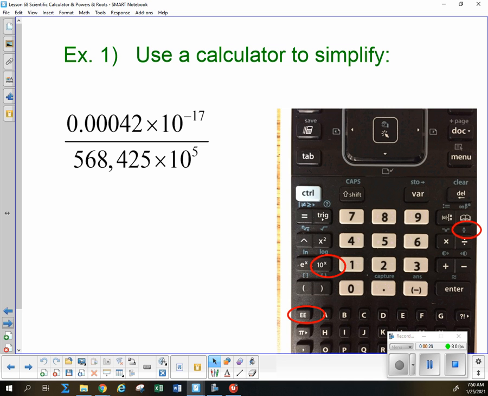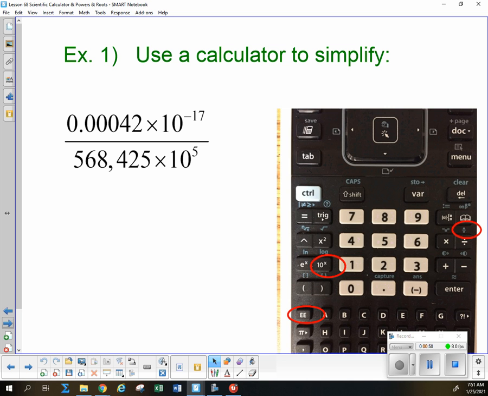First thing we want to do is this button that I've circled over on the right, right above the division sign. If we do control divide, it will give us a fraction bar and let us write as long a thing on the top as we want, and the same for the denominator, without having to worry about parentheses. I also want you to notice this 10 to the x button, or you could also do the EE, but I like 10 to the x better.